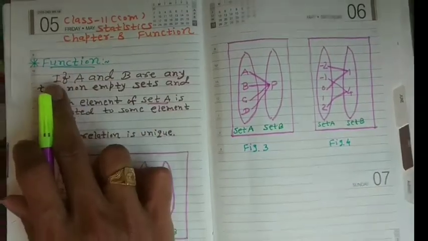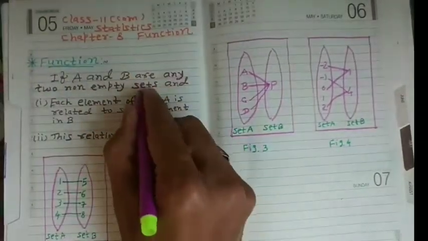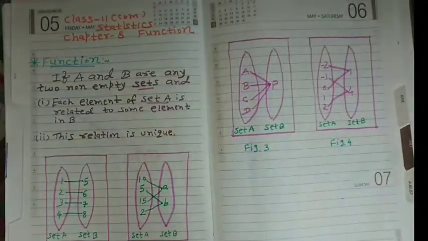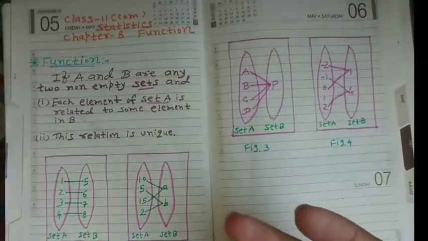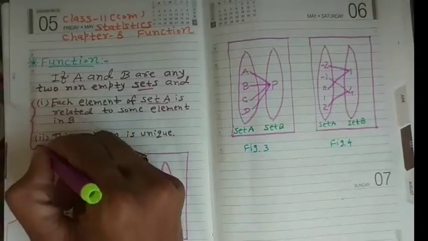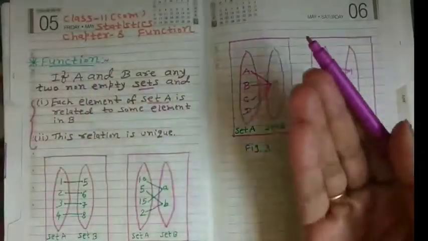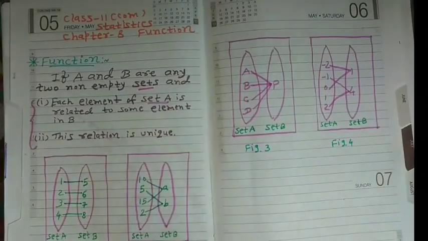If A and B are any two non-empty sets. Sets means a group of well-defined things, for example the set of natural numbers, integers, etc. Function means two conditions are fulfilled. The first condition is each element of set A is related to some element in B, and second, this relation is unique.